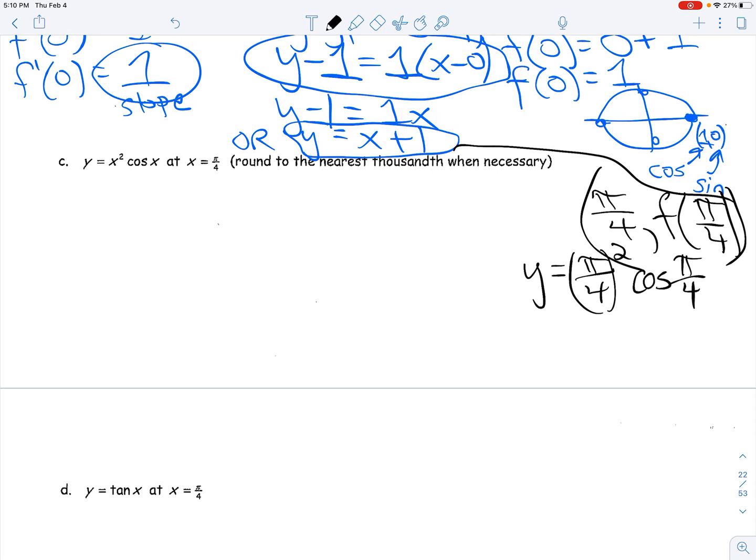We're going to get y to equal pi over 4 squared times the cosine of pi over 4.